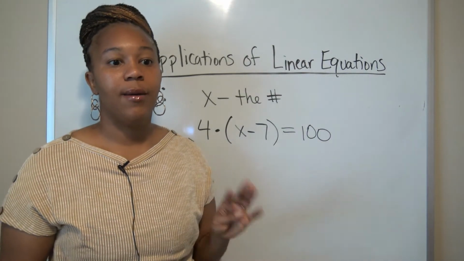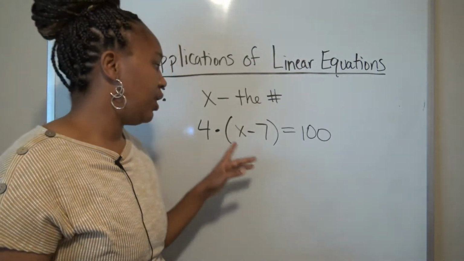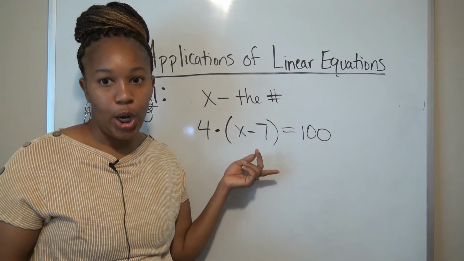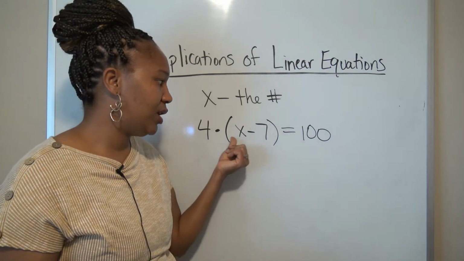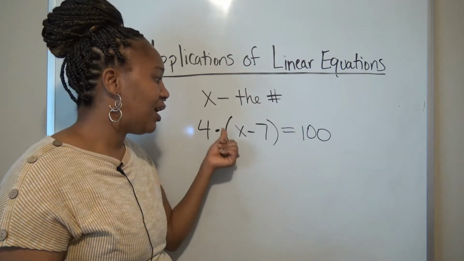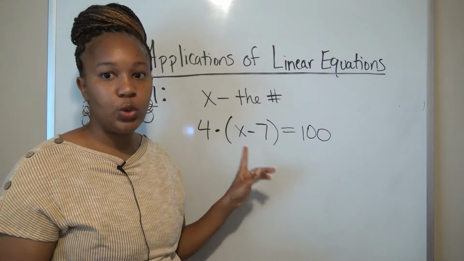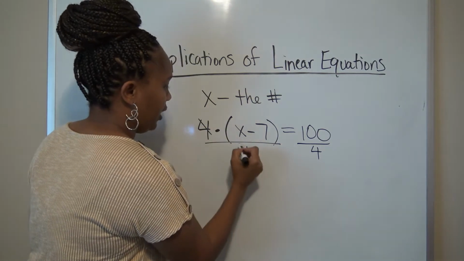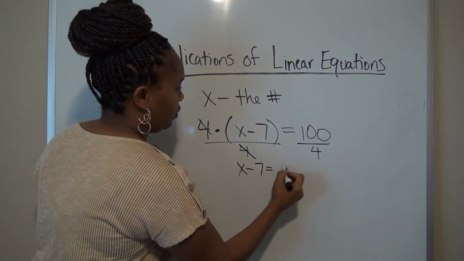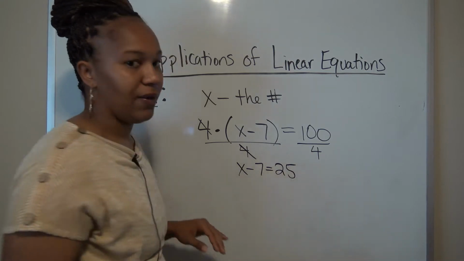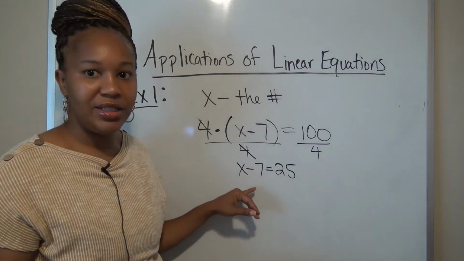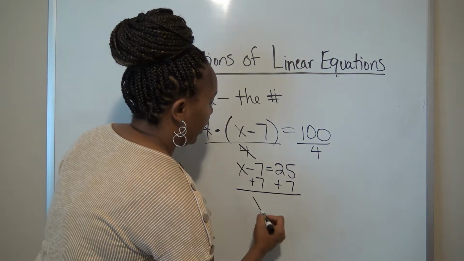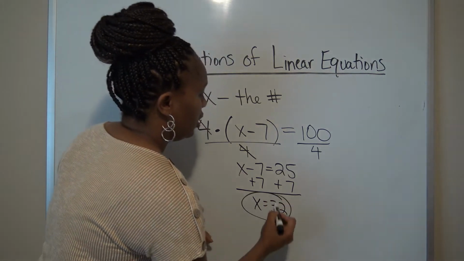Now, step 4 is we want to solve that equation. You can do 2 things here. You can distribute the 4 if you want, or you could just get rid of the 4 because we're trying to get x by itself. This says 4 times x minus 7. So to get rid of multiplication, you would divide both sides by 4. The 4's would cancel, and you would get x minus 7 equal to 100 divided by 4, which is 25. Now you would get x by itself by getting rid of the minus 7. So add 7 to both sides, and you would get x is equal to 32.